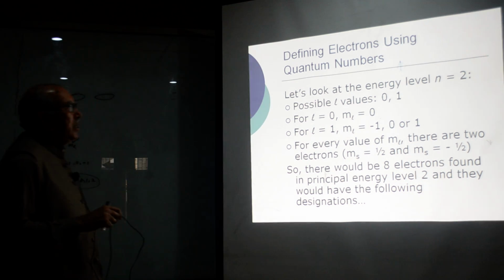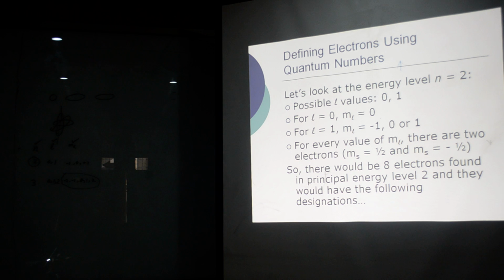Let's look at the energy level n is equal to 2. Possible L values are 0 and 1 as we discussed. For L is equal to 0, ML is equal to 0. For L is equal to 1, ML will be equal to -1, 0 and +1. For every value of ML, there are 2 electrons, ms plus 1 by 2 and ms minus 1 by 2. So there would be 8 electrons.